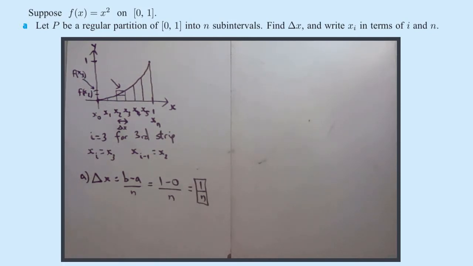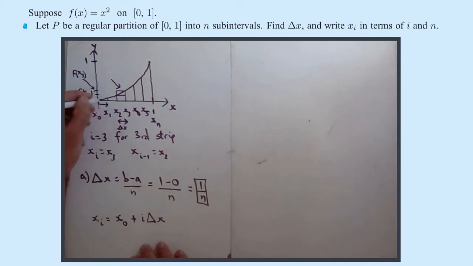We also need to find xi in terms of i and n. So xi equals x0 plus i delta x. Just think of this as like an arithmetic sequence really. Remember, i is a counter. i will be 1 for the first strip, 2 for the second strip, 3 for the third strip, all the way up to n. So if i is 1, xi will be x1 because it will be x0 plus 1 of these delta x's. Remember, delta x is just this distance here, so we just jump delta x and that will get us to x1.